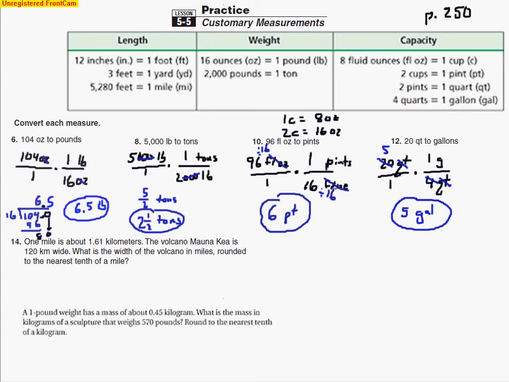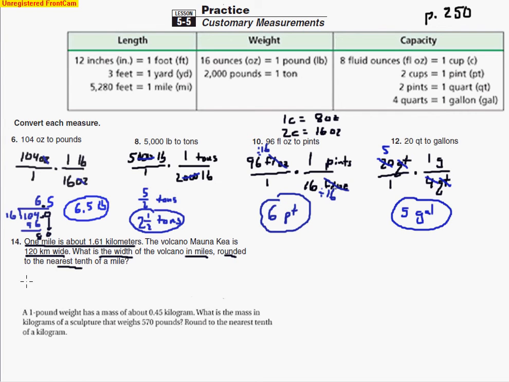So let's take a look at some word problems. I've got a couple of them here for us. Let's start with this one. 1 mile is about 1.61 kilometers. Okay, this is the conversion factor. This is what the chart up top tells us. It's telling us, though, from miles to kilometers, so it's a little different. A volcano is 120 kilometers wide. Okay, so we know that. They want to know what is the width in miles. And we're going to round to the nearest tenth of a mile.